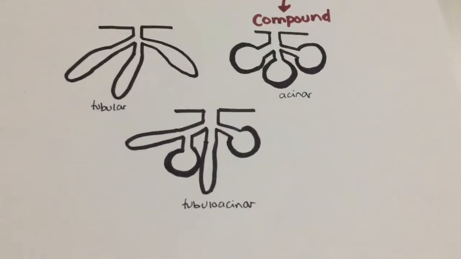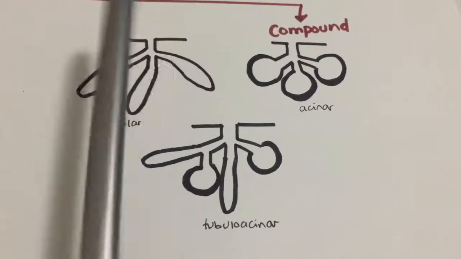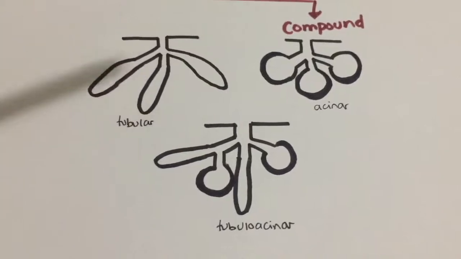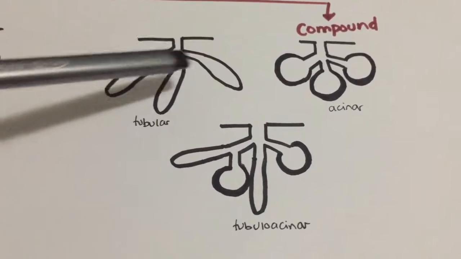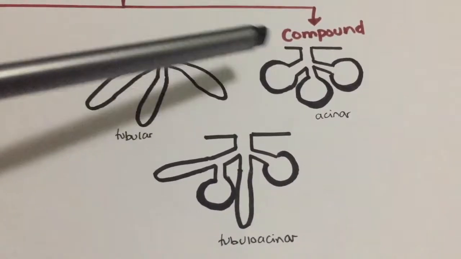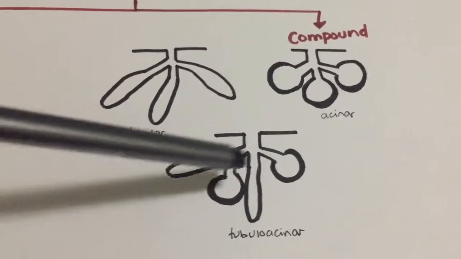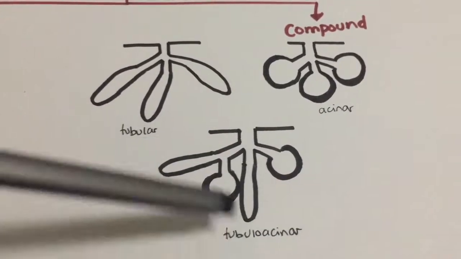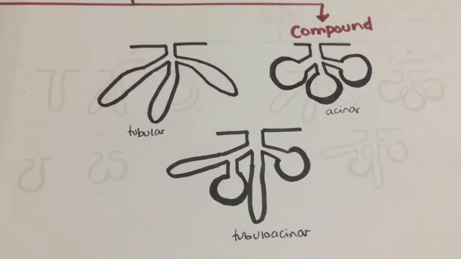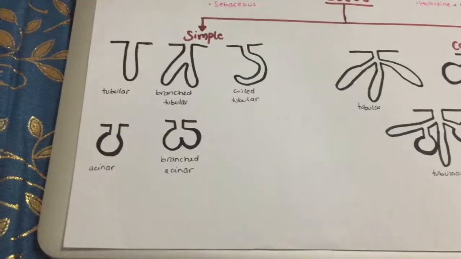Now we're going to go to the compound. For compound, we have more than one duct. So this is the first duct, and it splits into more than one duct. Here we've got tubular, so it splits into more than one duct, and on each duct there's a tubular cell. This is acinar. It splits into ducts, and then each of them is acinar. And then this one is tubuloacinar, where it splits, and each of them, some are tubes, some are acini. So it's tubuloacinar. Okay, now I'm going to give you examples of where you can find these or where they're located.